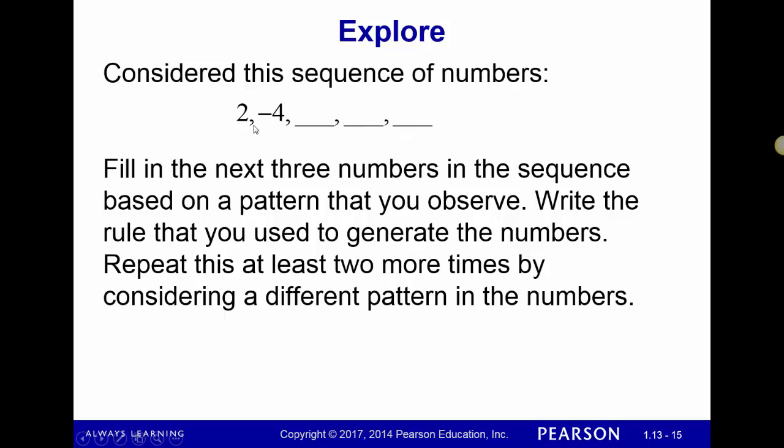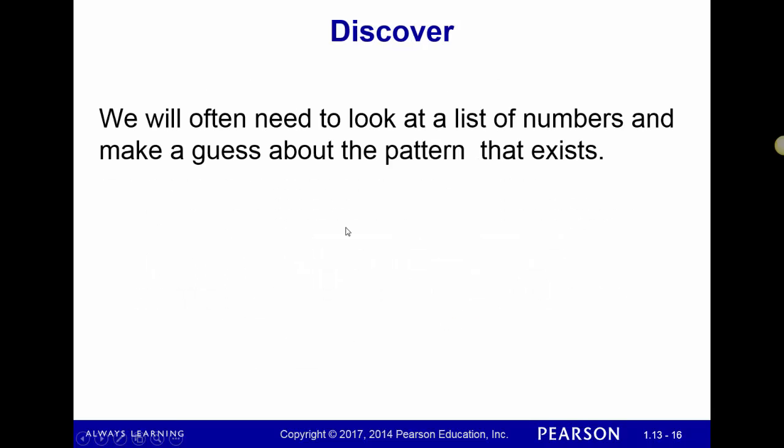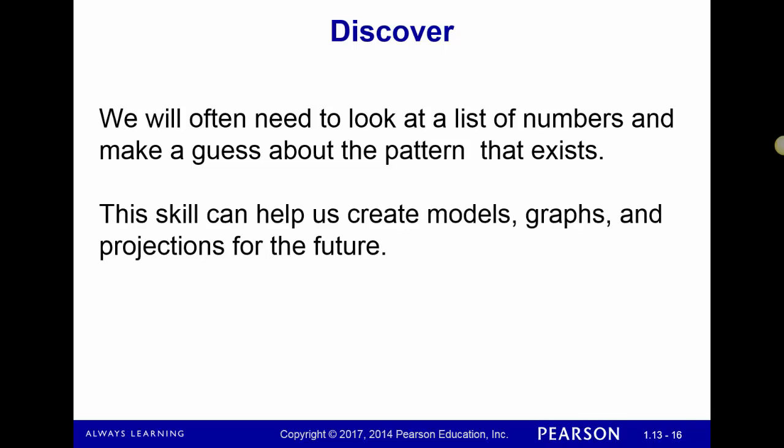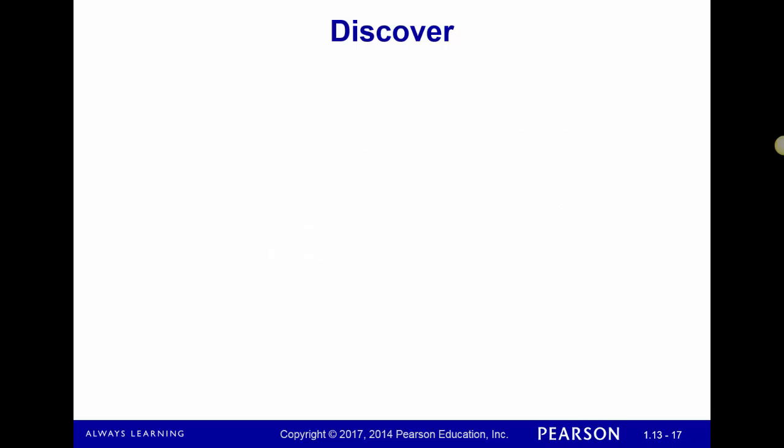I could also be adding or subtracting a number. I could also just be alternating 2, negative 4, 2, negative 4. So you can come up with 3 different rules here as you work on this example in your book. So we often need to look at a list of numbers and make a guess about the pattern that exists. This will help us when we create models, graphs, and projections for the future.